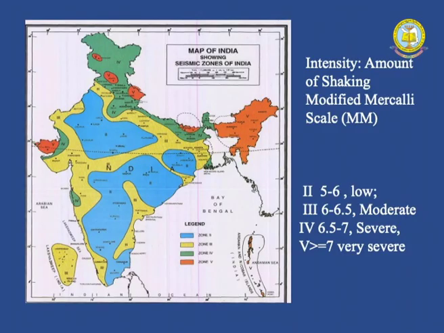So the intensity depends upon the energy that is released by the collision or the rupture of these tectonic plates in that particular region. Now within the country we can see different seismic zones. As per this map from the Bureau of Indian Standards, the country is divided into 4 different zones: zone 2, zone 3, zone 4 and zone 5. Initially there were 5 zones.